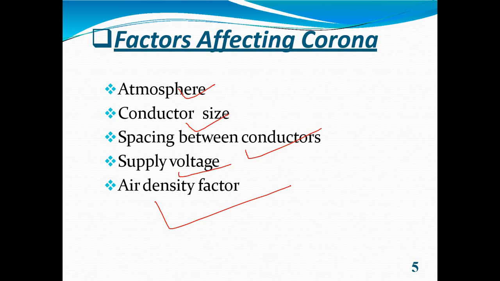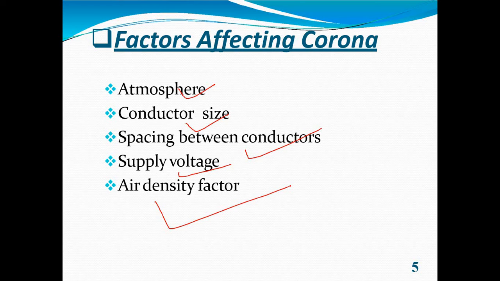Now second is conductor size. The corona effect depends upon the shape and condition of the conductors. The rough and irregular surface will give rise to more corona because unevenness of the surface decreases the value of breakdown voltage. Thus, a stranded conductor has an irregular surface and hence gives rise to more corona than a solid conductor. So, in a stranded conductor, there is more corona compared to the solid conductor.